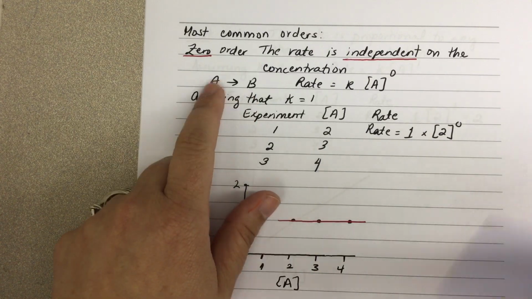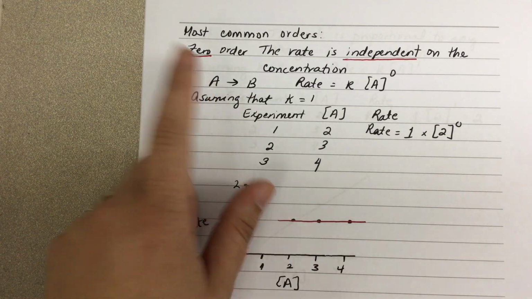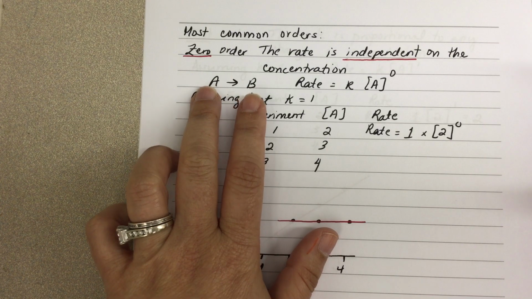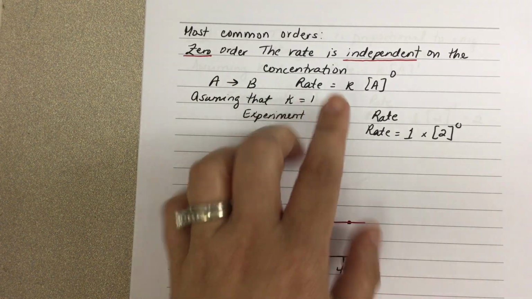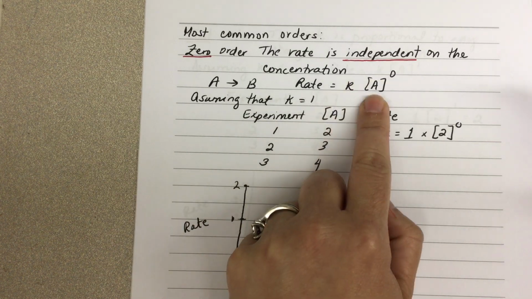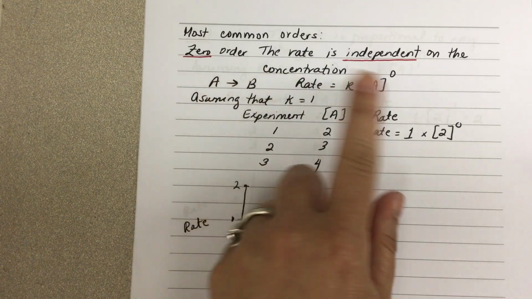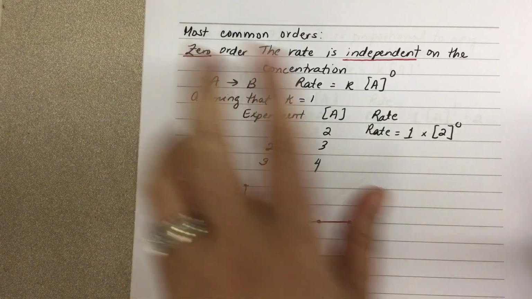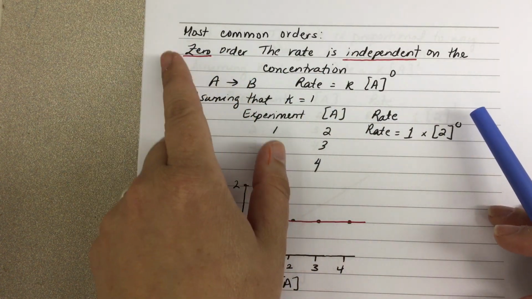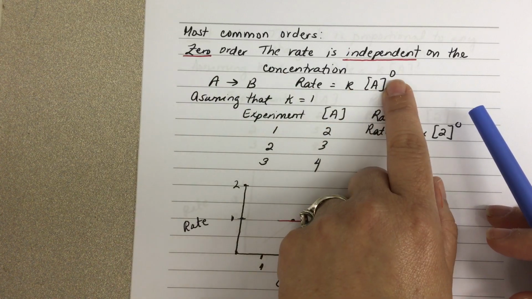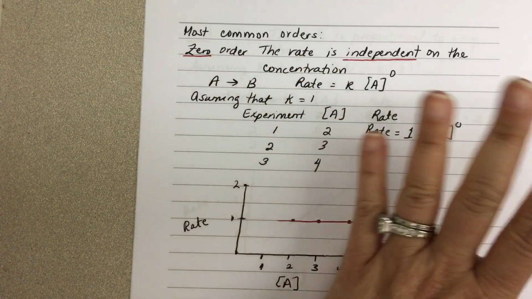I have here my reaction. I'm simplifying the previous one. So I have A going to products, and the rate expression is always the same thing. You have your rate constant times the concentration of your reactant. In this case, I have one reactant. Now I'm telling you this is a zero order. So a zero order means that that exponent is going to be a zero.